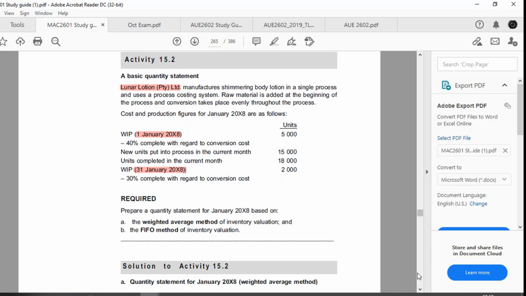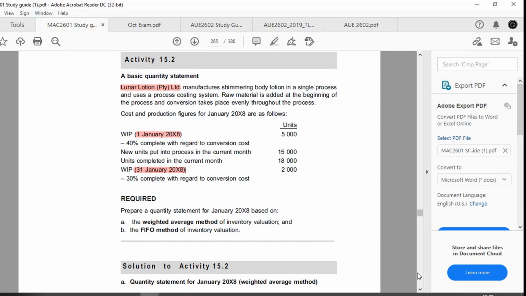So the input units, the opening WIP is 5,000 units. Put into production is 15,000 units. Completed and transferred is 18,000 units. And closing WIP is 2,000 units. Then I know that because of the fact that it is the weighted average, I'm done basically with the production units side of the table. So now I can move to the equivalent units.